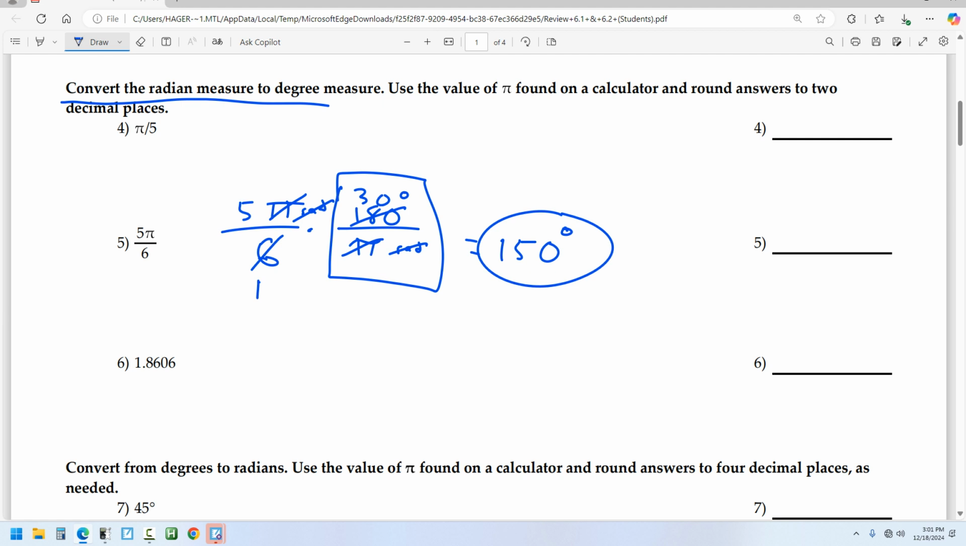There will be some questions like that on the test. Some of them you'll be able to do as an exact answer. Other ones will be a decimal, and they'll just have you round to 2 decimal places. You're going to use that number, but when you get your final answer, you're going to round to 2 decimal places. Okay, any question on converting radians to degrees?